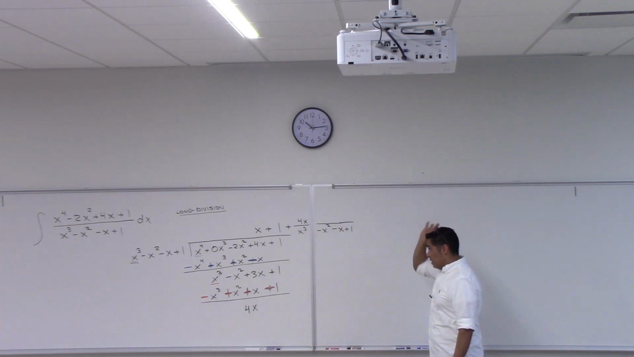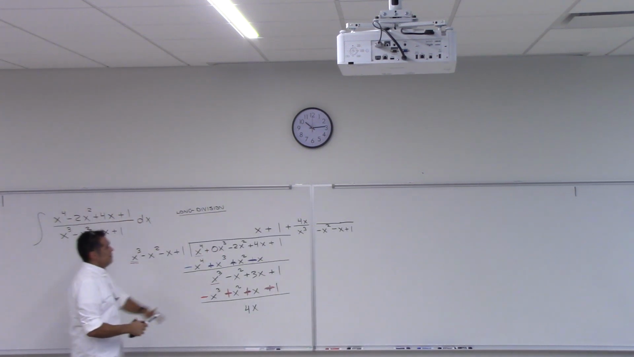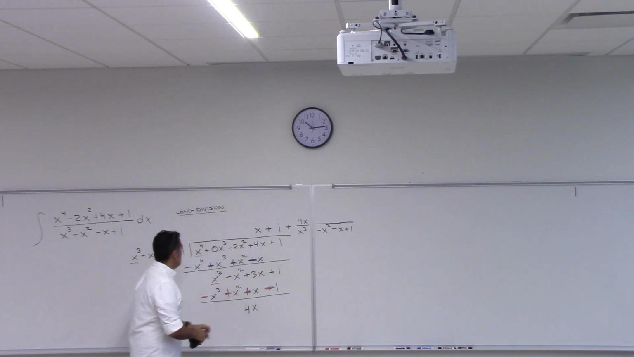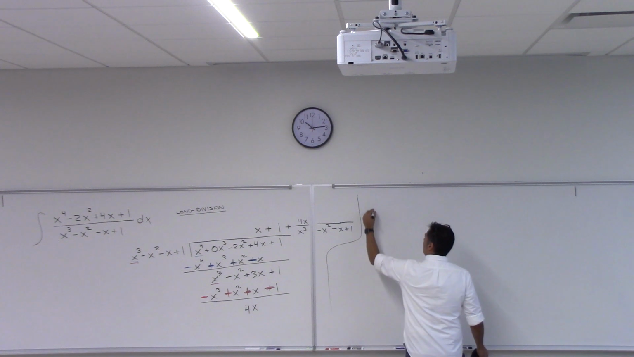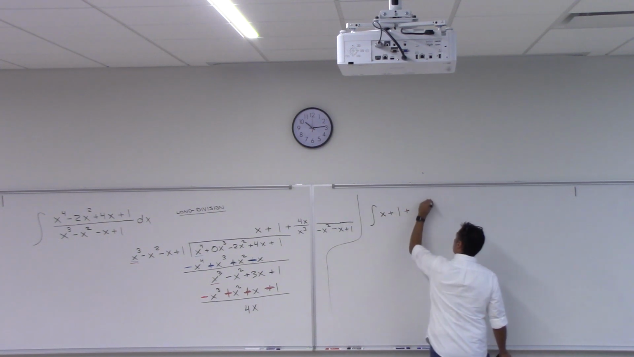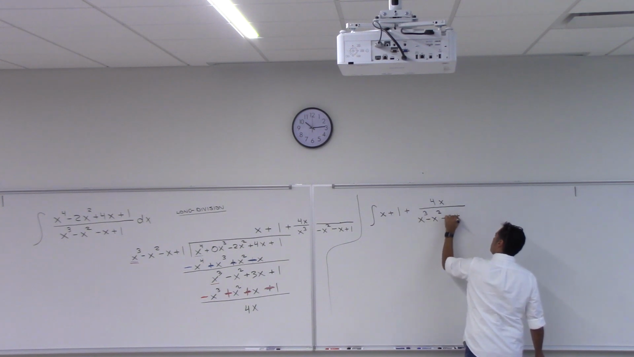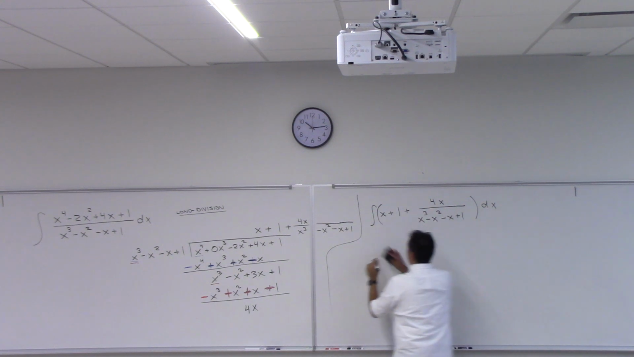So what we're saying is that this big ugly expression is the same as that expression. They're the same thing. So I'm going to integrate that instead of integrating this, right? So now my integral becomes the integral of x plus 1 plus 4x over x cubed minus x squared minus x plus 1 dx. Right? That's where I am.